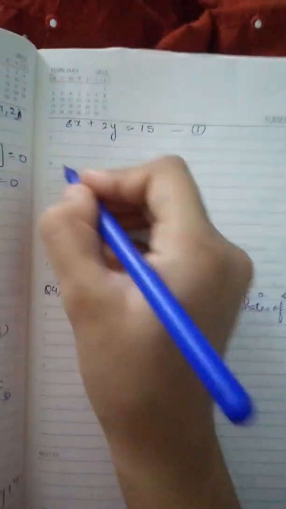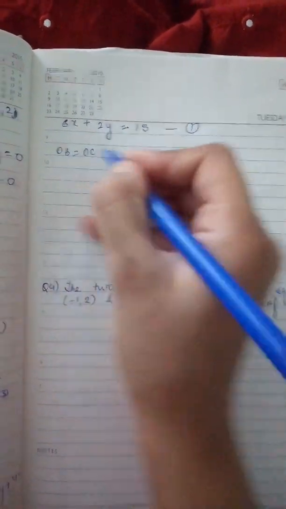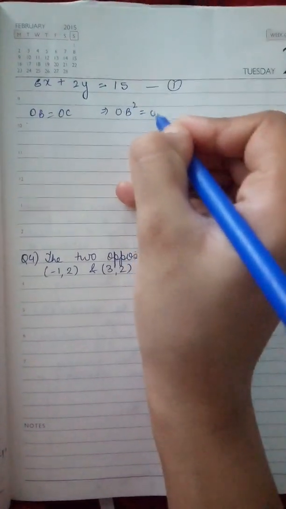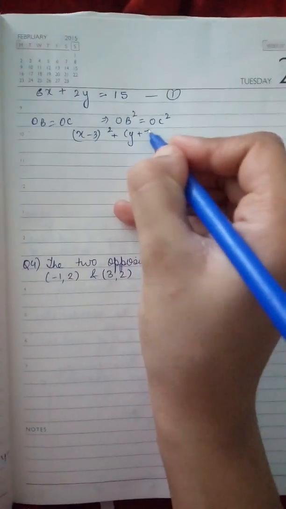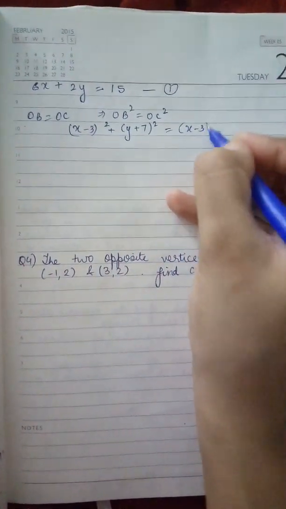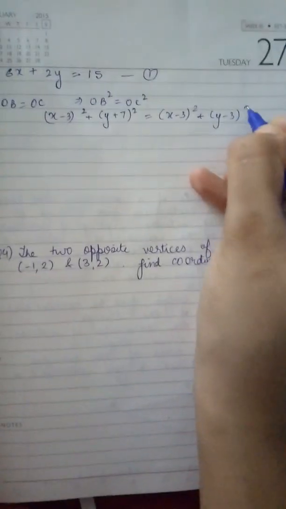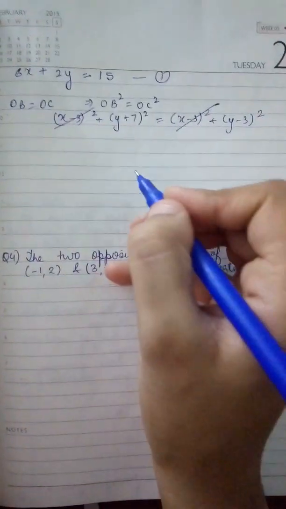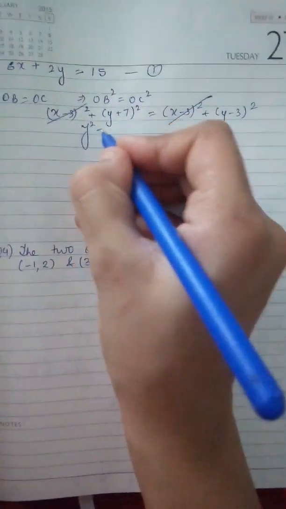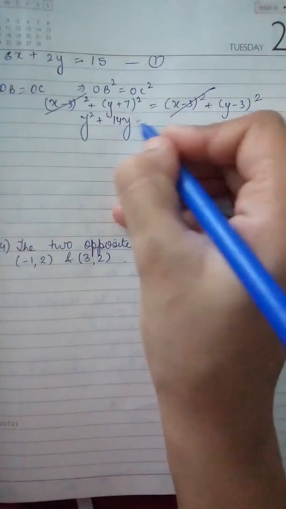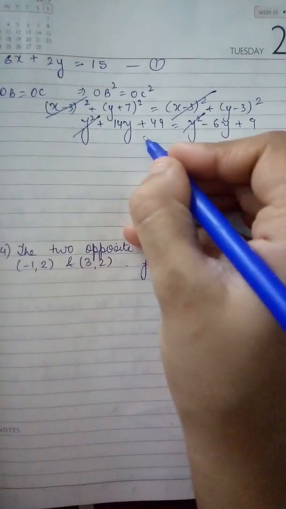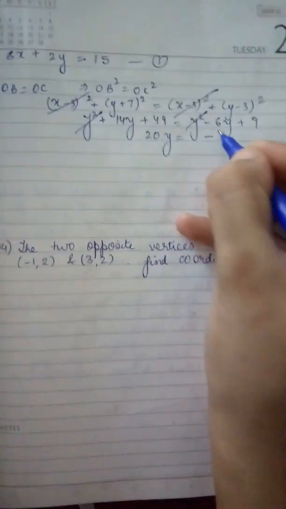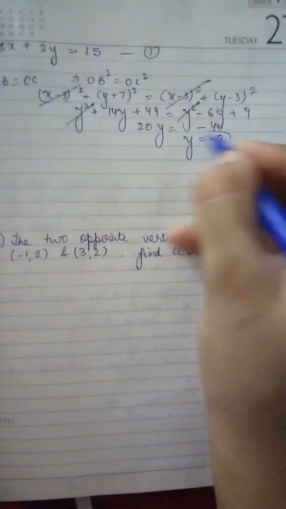So if OB is equal to OC, then the squares will also be equal. So (x minus 3) whole square plus (y plus 7) whole square is equal to (x minus 3) whole square plus (y minus 3) whole square. (x minus 3) whole square gets cancelled. So y square plus 14y plus 49 is equal to y square minus 6y plus 9. y square gets cancelled. This will come here. So 20y is equal to minus 40, y is equal to minus 2.